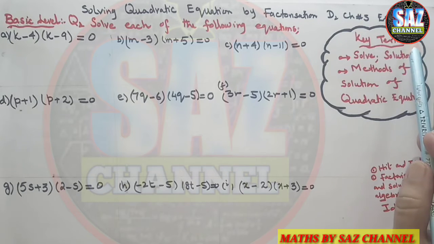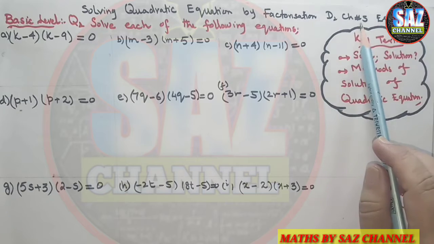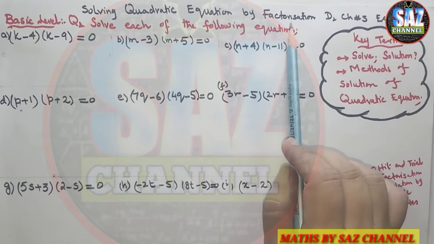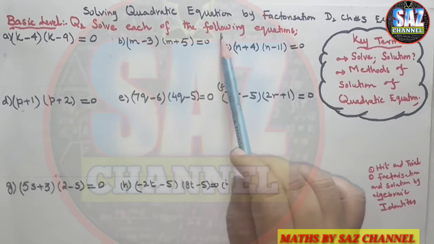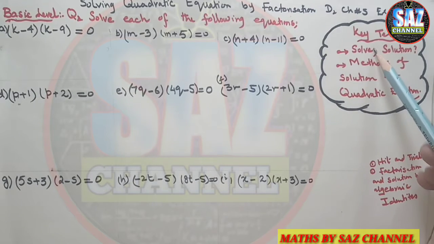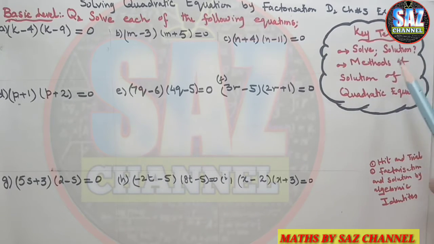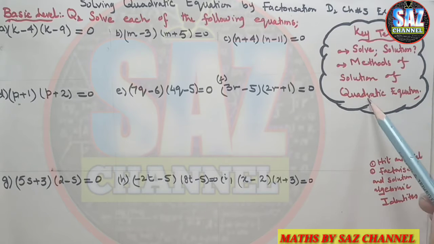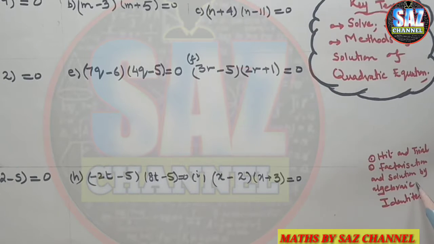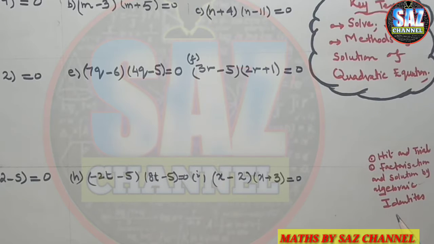This is my second lesson of D2 chapter number 5 exercise 5a, that is about solving quadratic equation by factorization. Before going to the lesson, there are some key terms that we have to understand, that what does the word solve or solution or roots mean, and what are the methods of solution of quadratic equation. We can solve any quadratic equation by hit and trial method or factorization by algebraic identities. Before solving the question, it is really important to understand that which question can be solved by which technique.